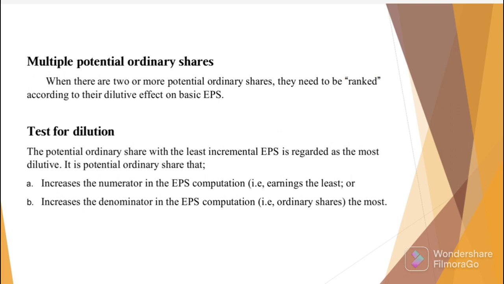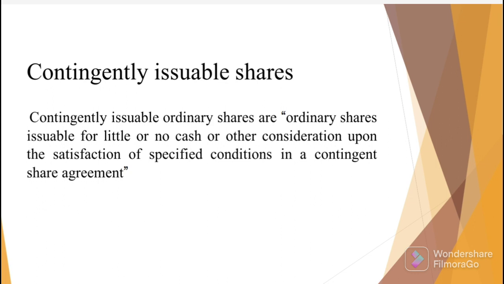Convertible preference shares are dilutive if their assumed conversion does not increase diluted EPS or does not decrease diluted loss per share. The incremental EPS of a convertible preference share is computed as preferred dividends on convertible preference shares divided by incremental shares from assumed conversion of convertible preference shares.